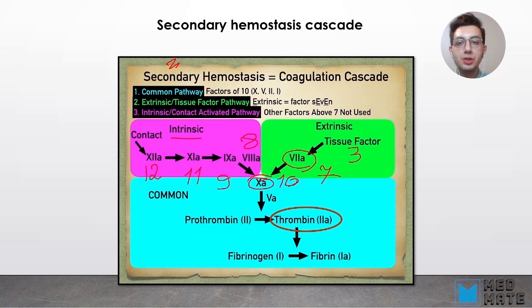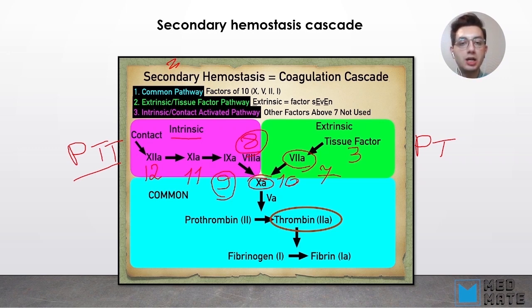What you need to also know here is that the intrinsic pathway is tested with PTT, and the extrinsic pathway is tested with the PT test. Also, later on, you will learn that the intrinsic pathway is deficient in hemophilia. When we are talking about hemophilia, we are talking about the intrinsic pathway, and that's due to deficiency of factor 8 in hemophilia A and factor 9 in hemophilia B.